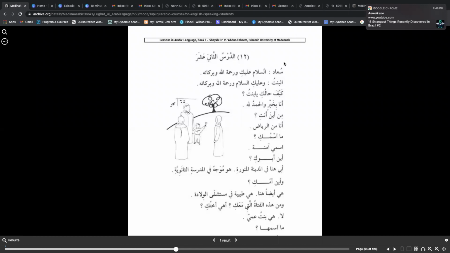Okay, الدرس الثاني عشرة, 10th lesson. So we'll start with the text. Su'ad is a feminine name, that's a girl's name. She's saying, Assalamu alayki wa rahmatullahi wa barakatuh, which means peace be upon you and the mercy of Allah and His blessings. And notice it's Assalamu alayki. So this is the kaf, which is for the singular feminine. This is the pronoun anti. So peace be upon you, singular feminine.